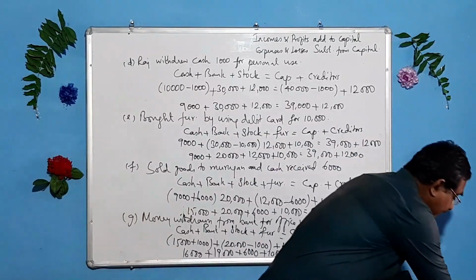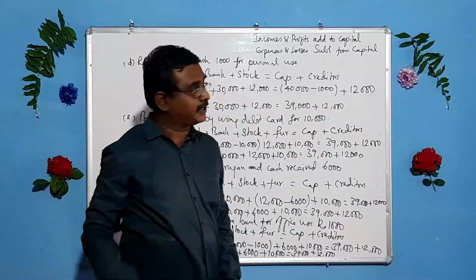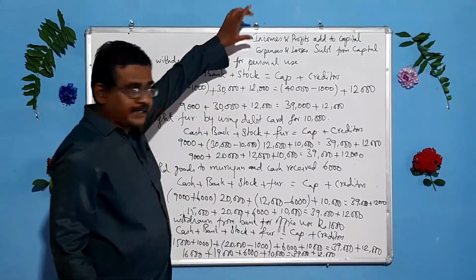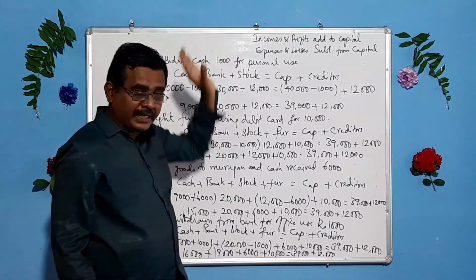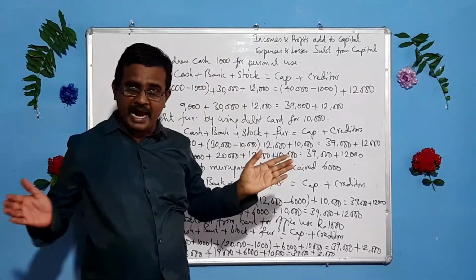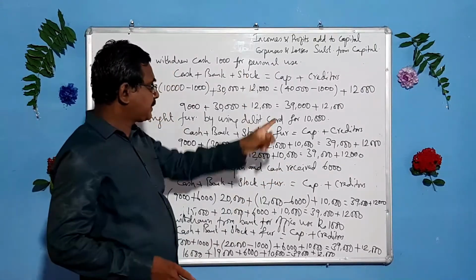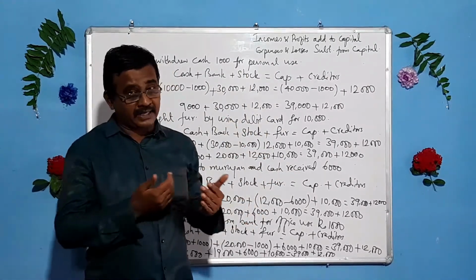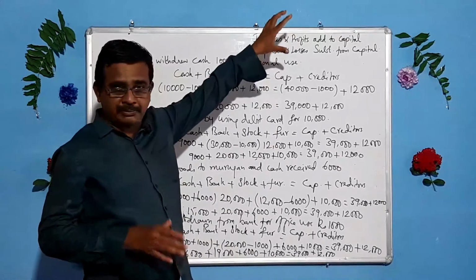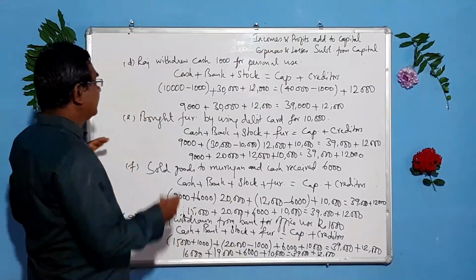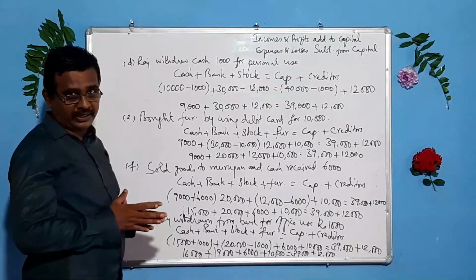Now, the only thing which you have to remember is this. These things must be kept in mind. Incomes and profits should be added to capital. Expenses and losses should be subtracted from capital. These things should be kept in mind. And this is the way of doing the accounting equation.